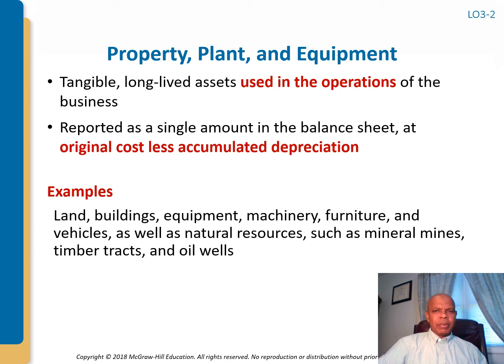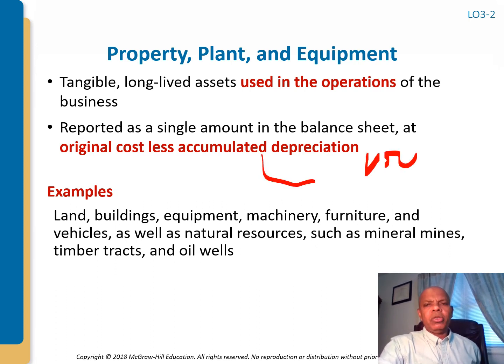Reported as a single amount in a balance sheet at original cost less accumulated depreciation. Now we know how to report long-term assets, the property, plant, and equipment. You get a historical cost, say $100 million, then you have accumulated depreciation, say 20 million. You get a net of 80. That's how you report in the balance sheet.